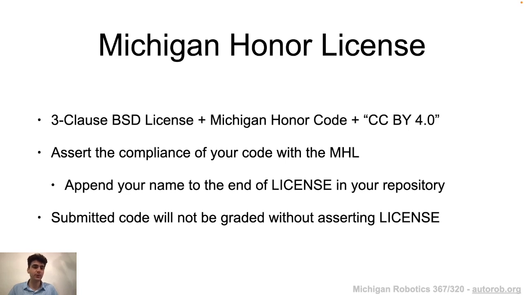When you submit your projects, you'll have to assert that your code complies with this Michigan Honor License. The way you'll do that is, within your repository, there will be a license file. If you append your name to the license file, we take that as a form of digital signature that you've been following this license. Any code that's submitted will have to assert this license for it to be graded. We won't grade any code that doesn't assert the license. So it is important that you append your name to that license file. I'll talk more about the details of how to do that in the upcoming lab.